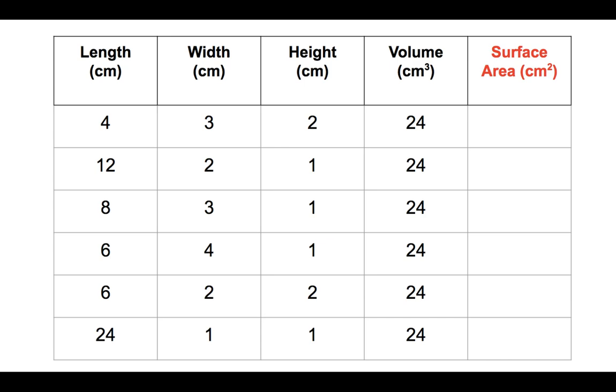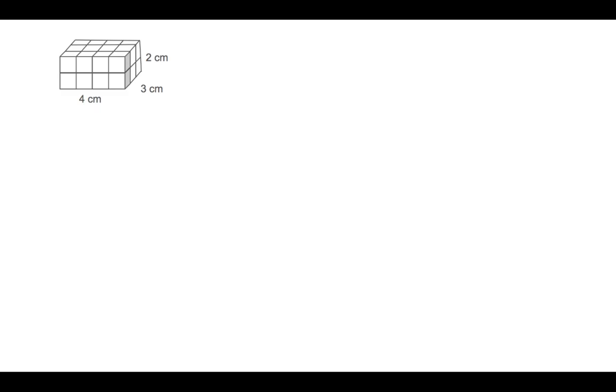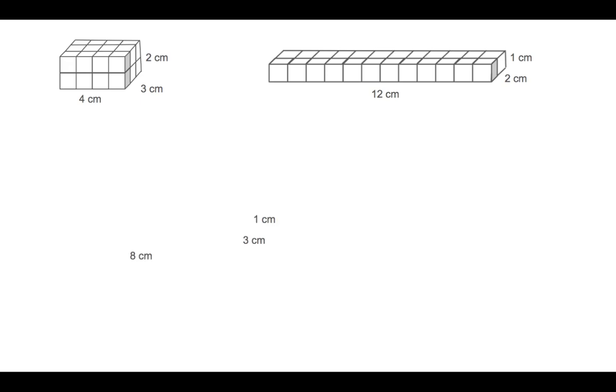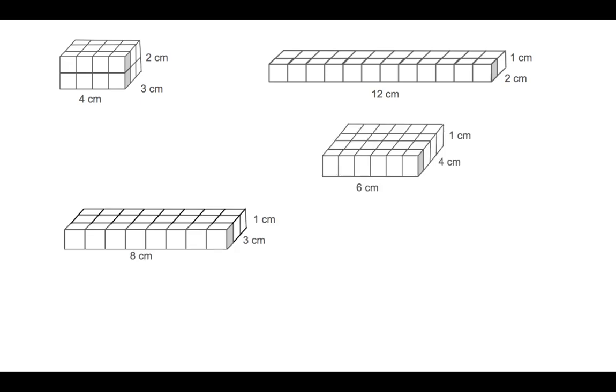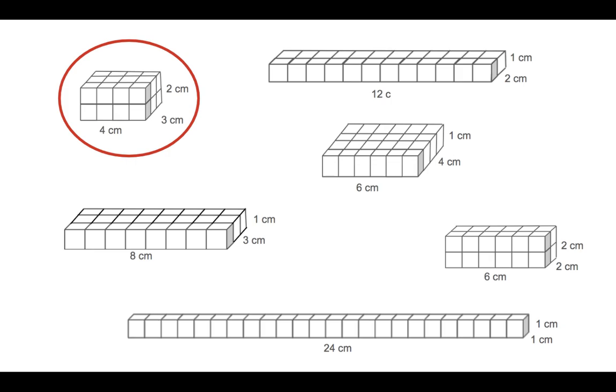So let's start with the first one. Actually, let's draw it out first. That might make it easier. So here's my first box, my second box, third, fourth, fifth, and 6th, okay? So you can see my dimensions. Like I said, if you put them in a different order, it's fine. It just means that it's lying on a different face. So we'll start with the surface area of 4 by 3 by 2 first.